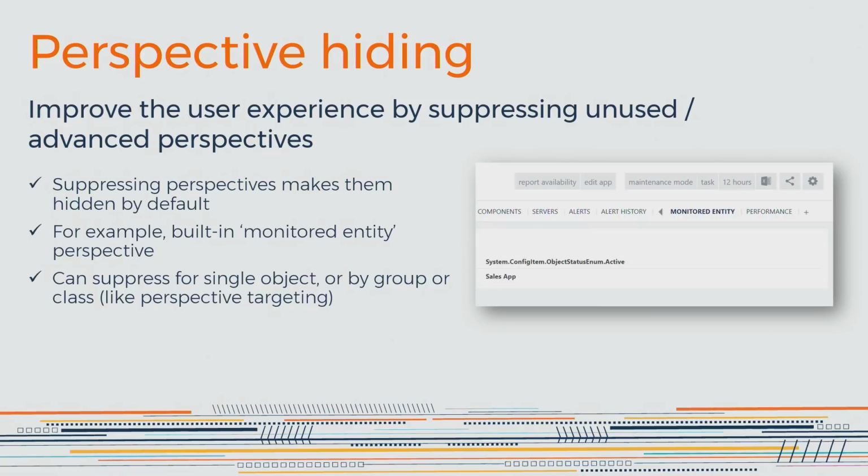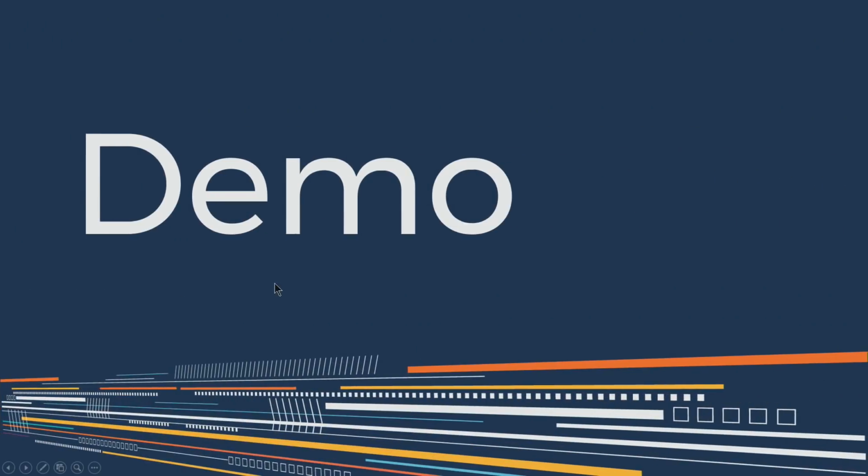You can suppress perspectives either for a specific object, so for one object you can say, I don't want this perspective shown by default, or you can suppress perspectives based on a group or a class. So very much like perspective targeting, where you're showing the perspective in the first place. We're using the word suppress because what suppressing does is it makes it hidden by default, so users don't see it. It's hidden under an arrow on the right-hand side, but they are still accessible. So you're not removing them entirely, you're not blocking access to them. You're just tucking them away behind this arrow on the right-hand side. So let's have a look at how that looks in a demo.